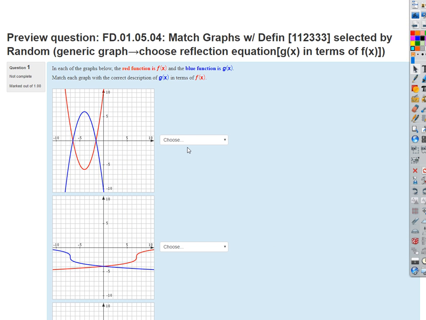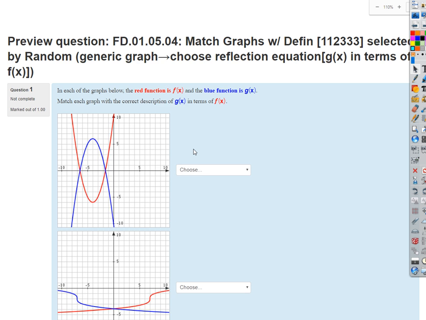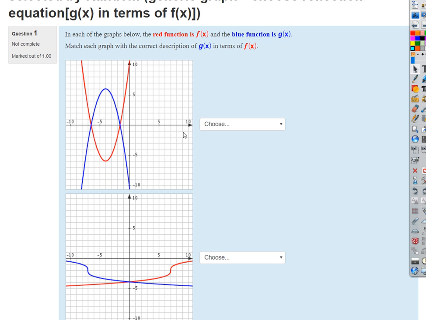Okay, so look at this one. All this is asking you to do here is you're just going to look at these graphs. Everybody see this? I'll make this a little bigger. It's going to go through and look at each of these graphs and tell me what's going on. So the red function is f of x, blue function is g of x. What's the relationship?